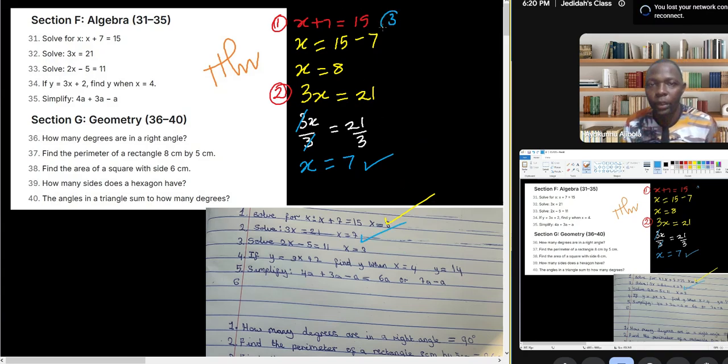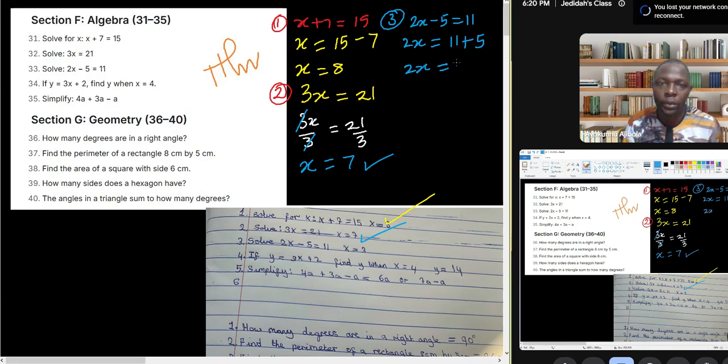Okay, number 3. 2x minus 5 equal to 11. So what do I do here? In this one, you take the 5 to the other side, it becomes positive, right? Yeah. 2x equal to 11 plus 5. Then we have 2x equal to 16, right? Yeah. Then x equal to what? 16 over 2, which means x equal to 8.